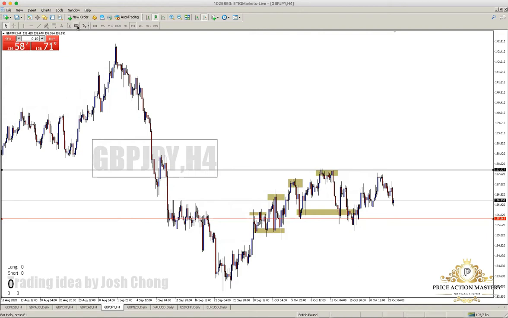Okay, so this area we are looking for any setup. Try to look for a setup before you buy. If there is no setup, the market can just drop to this red line.